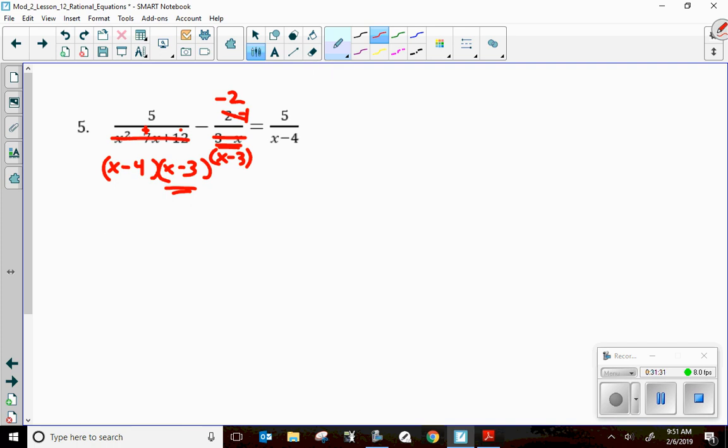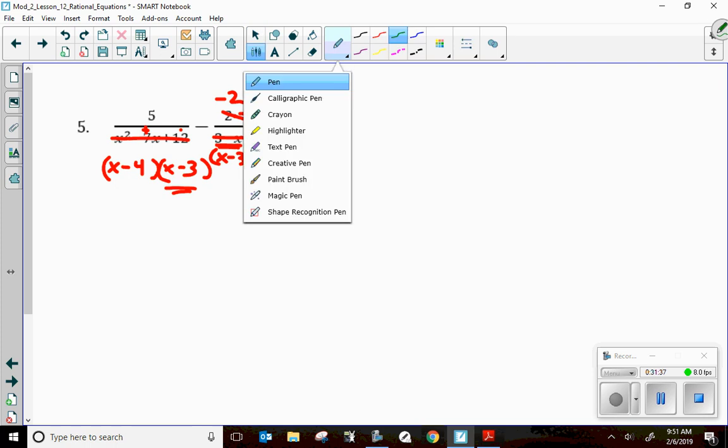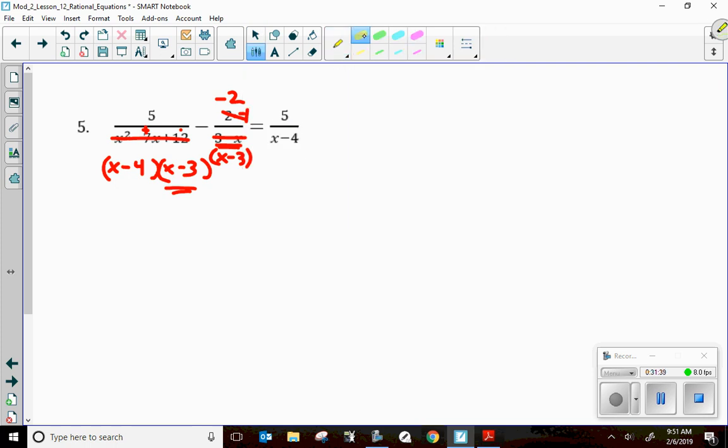Okay. Now let's look at all of our bottoms. We'll use the green highlighter. I have an x minus 4 here. I have an x minus 4 here. It would be nice to have an x minus 4 here. And that's what I'm going to do. I'm going to put x minus 4. What I do to the bottom, I need to do to the top. All right?